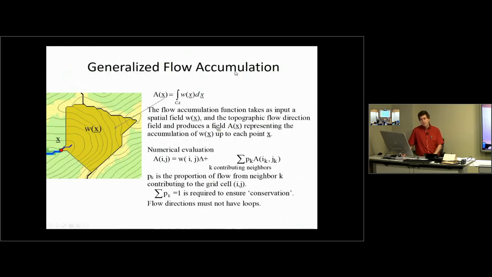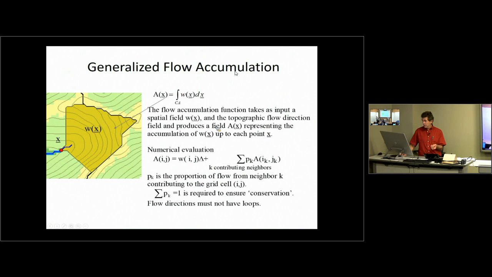You can also generalize the idea and say, we've been talking about flow accumulation as counting the number of grid cells or the area. What if I want to accumulate something else? Flow accumulation can take any spatial field and the topographic flow direction and produce a result that is effectively the integral over the contributing area of that field. So here I'm trying to express the idea not as something defined only in terms of grid cells, but as a general concept that has a numerical evaluation in terms of an algorithm.